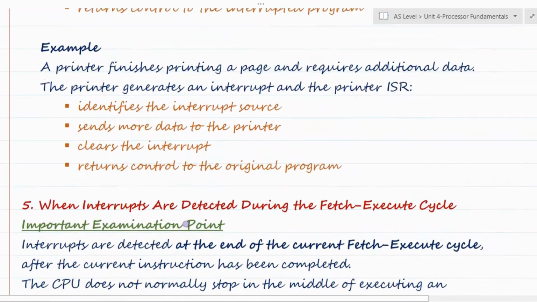Let's understand this using a printer example. Suppose the printer has finished printing a page and now needs more data. The printer sends an interrupt signal. The printer ISR is then executed, and the ISR identifies the interrupt source, sends additional data to the printer, clears the interrupt, and returns control to the original program. That's how an ISR takes care of interrupts.